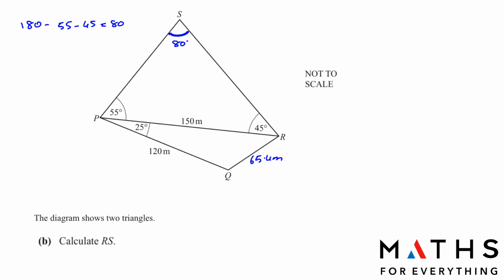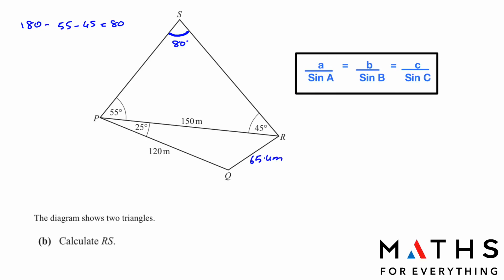Now that I have a side and an opposite angle, I can use the sine rule, which is a over sine A is equal to b over sine B is equal to c over sine C. We need only 4 values. If we have 3 values, we can find the 4th value. So SR, this is the angle opposite it, 55. So you write there SR over sine 55 is equal to 150 and the angle opposite it, which is sine 80.